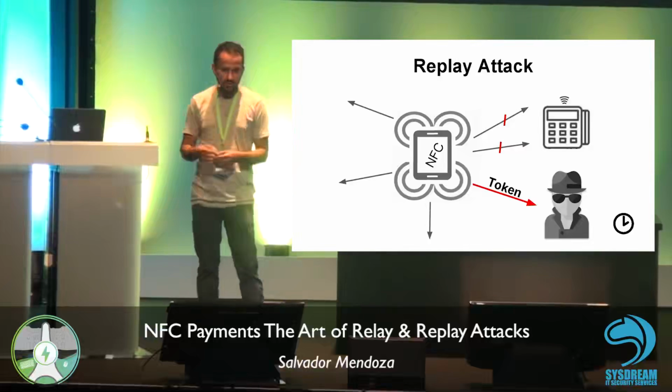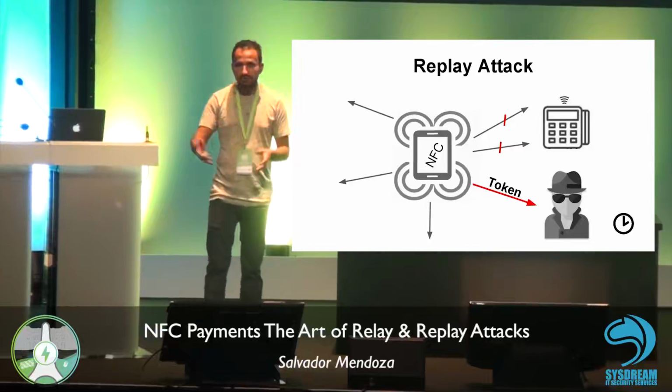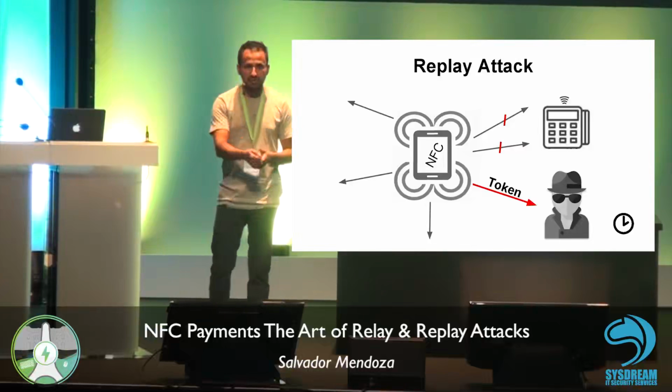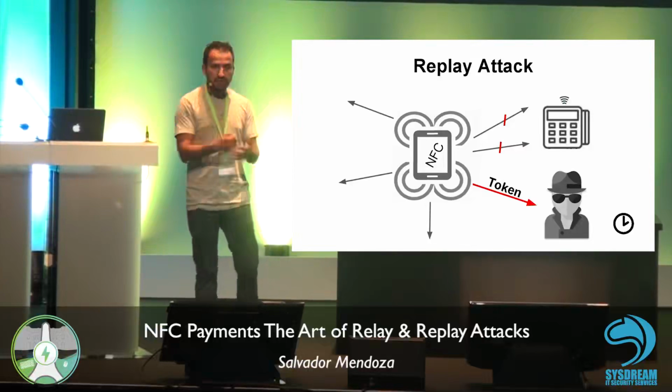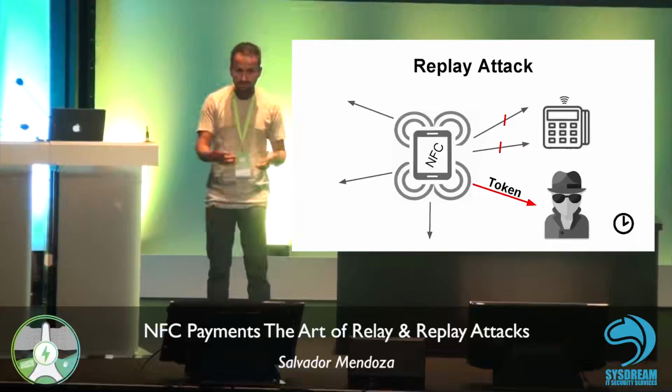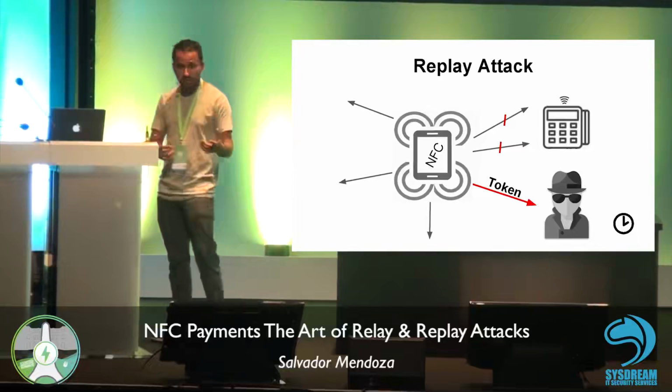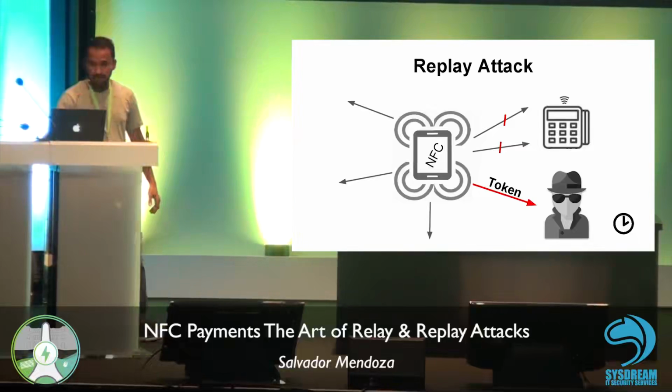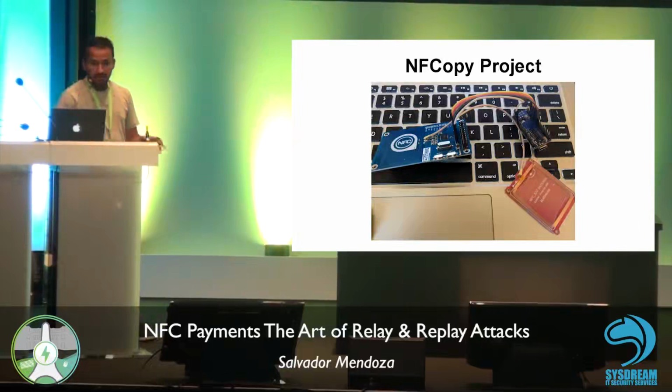Let's say, for example, that you're going to use Samsung Pay, and it gives you 30 seconds to make a transaction. And you couldn't make it, but that token is still alive. I can intercept it and use it with another hardware. It could be Arduino, it could be different kinds of NFC boards.